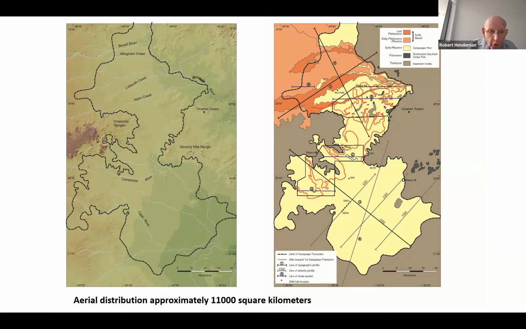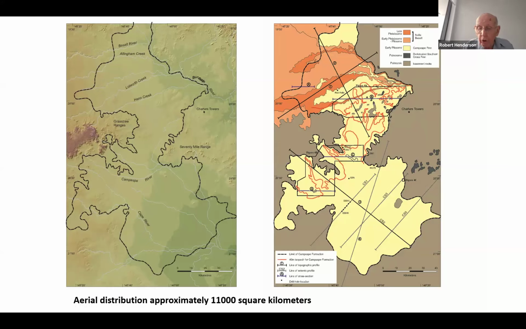But just looking at the context of the Campaspe in terms of other rock systems around, if we look over here, we can see the grey. That's Paleozoic bedrock, a bit heterogeneous. There's a basin system down here, a late Paleozoic basin system, and there are a whole bunch of granites and other things, all Paleozoic though.